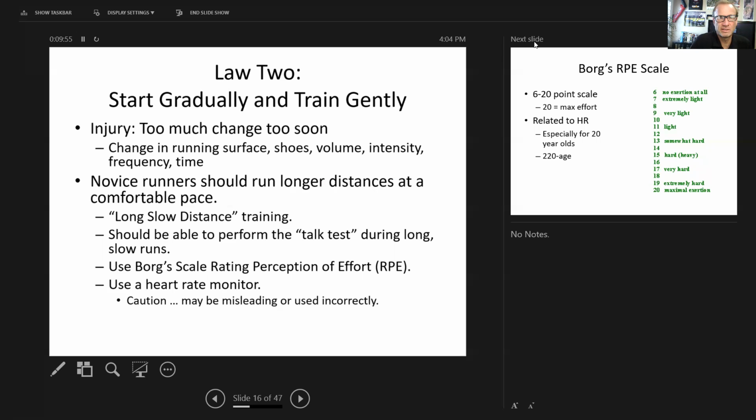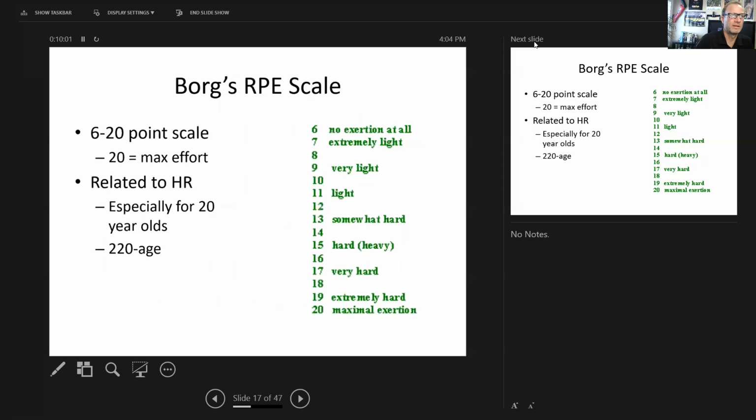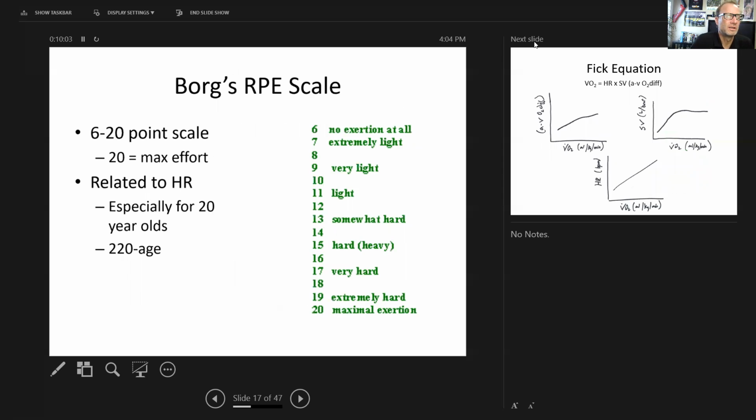You can get some misleading information, or you can use it incorrectly if you don't have enough knowledge about heart rate. So here's the Borg scale, and this is a really good way to communicate between people. We use this all the time during stress tests to ask the subject, or the patient when working in cardiac rehab, how hard they feel the exercise is. And as they progress in an exercise test, they move towards that 20 number. Now the scale has been modified to be a 10-point scale. But as the intensity increases, their perception of intensity increases.